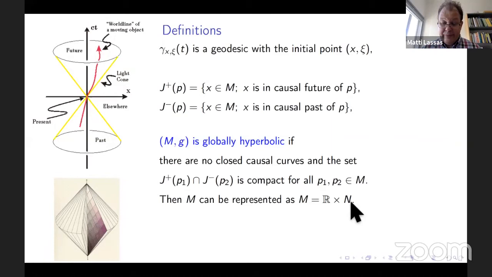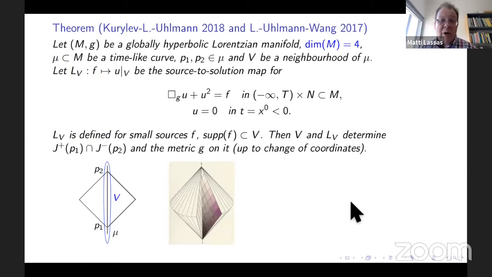Okay, so here is a result that we proved with Kurylev and Uhlmann, and then extended by Uhlmann and Wang to have the following form, which says that we can solve inverse problems in four-dimensional space-times. So we have one time dimension, three space dimensions. We assume throughout the talk that the manifolds that we consider are globally hyperbolic. And then we assume that we have a curve mu, like in this picture, where space is the horizontal direction and time is the vertical direction.